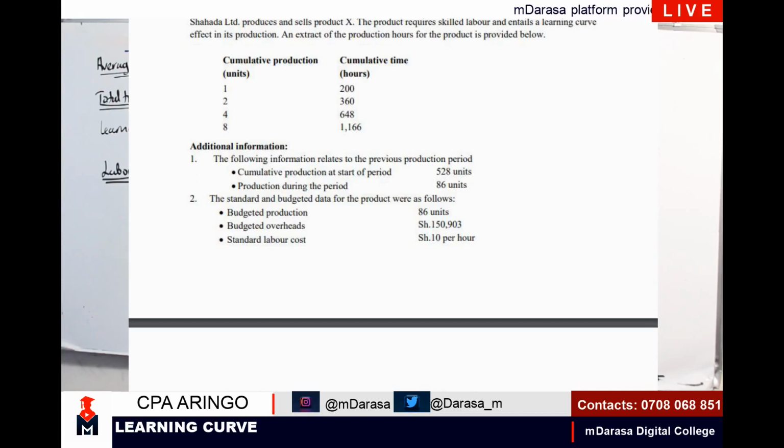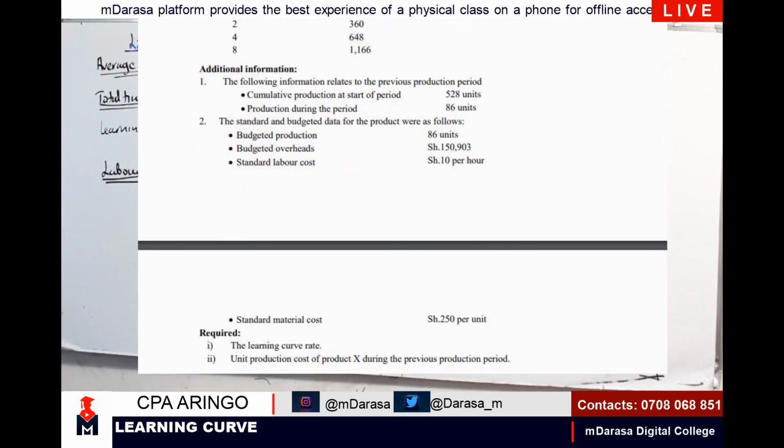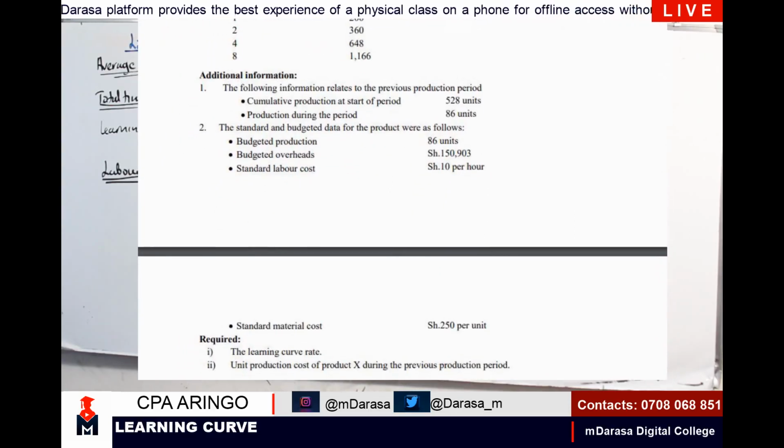Note 2, we are told that the standard and budgeted data for the product were as follows. Budgeted production, I'm given 86 units. Budgeted overheads, I'm given 1503. Standard labor cost, I'm given 10 shillings per hour. Then in addition to that, we're told that the standard material cost is 250 shillings per unit.